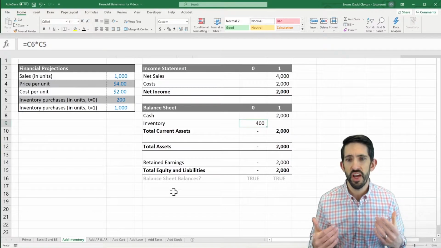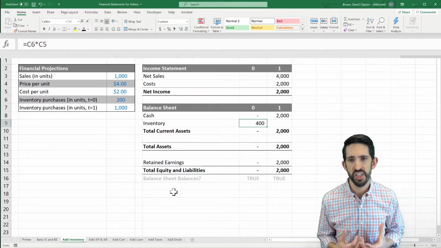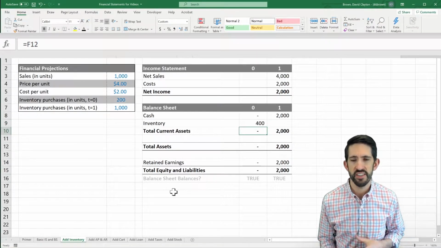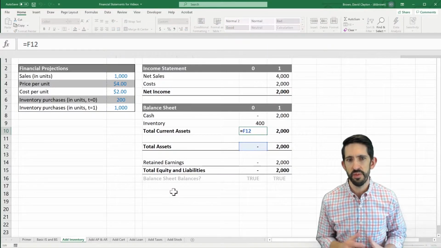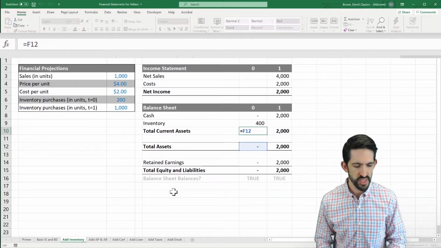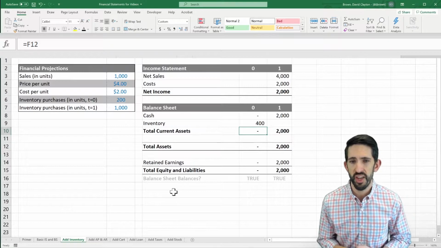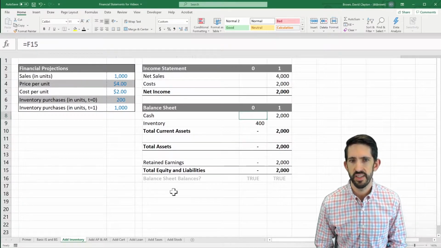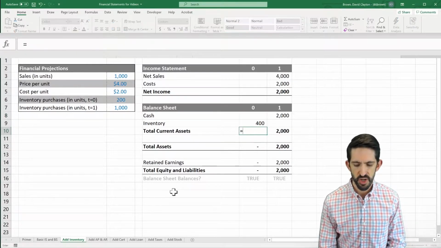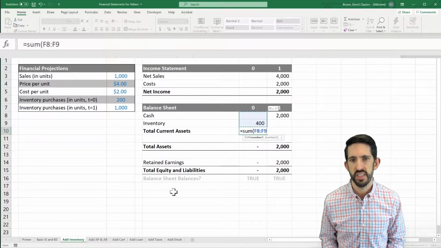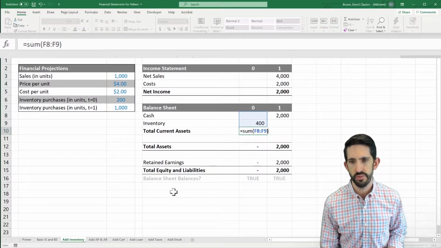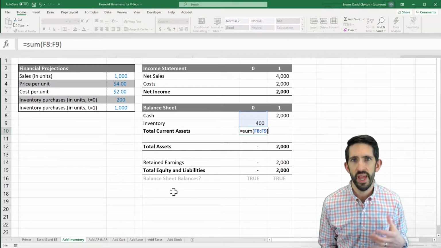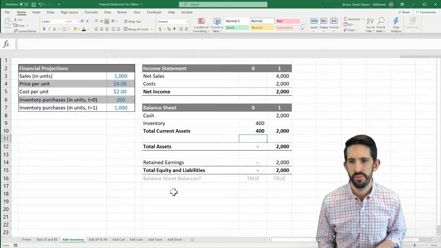Importantly, though, now we have to update our calculation of our cash account and our current assets. Right now, current assets is only being set equal to our total assets. We have a little bit more complicated model. So now we're going to delete our cash and say our current assets is equal to the sum of cash and inventory. All right, it's a subtotal adding up those current asset accounts.